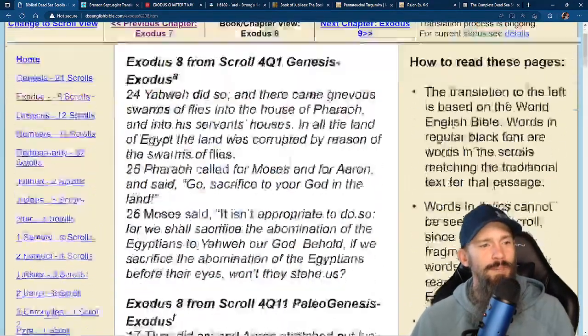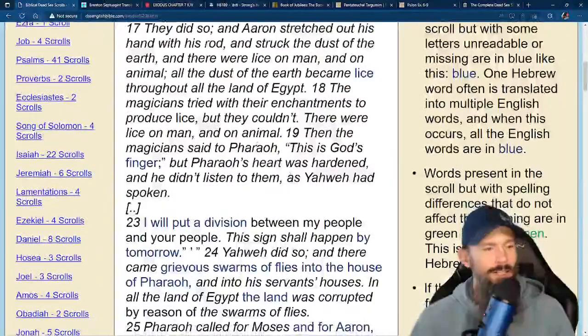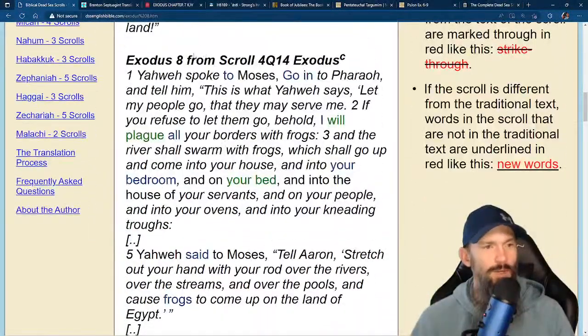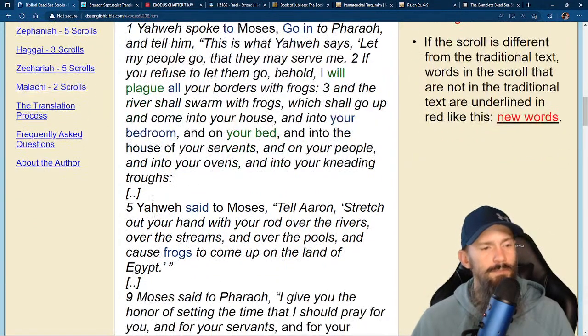Another question. Exodus chapter 8, 17, 1. Here we go. Scroll 4Q14. Yahuwah spoke to Moses, go into Pharaoh and tell him, this is what Yahuwah says, let my people go, that they may serve me. If you refuse to let them go, behold, I will plague all your borders with frogs, and the river shall swarm with frogs, which shall go up and come into your house, and into your bedroom, and on your bed, and into your house of your servants, and on your people, and into your ovens, and into your kneading troughs, or trowels.